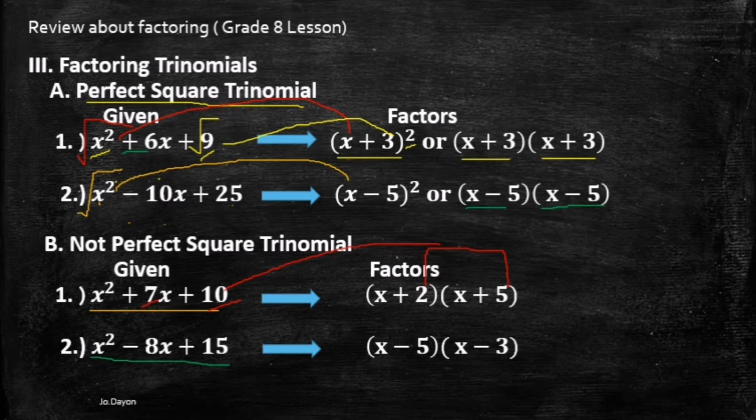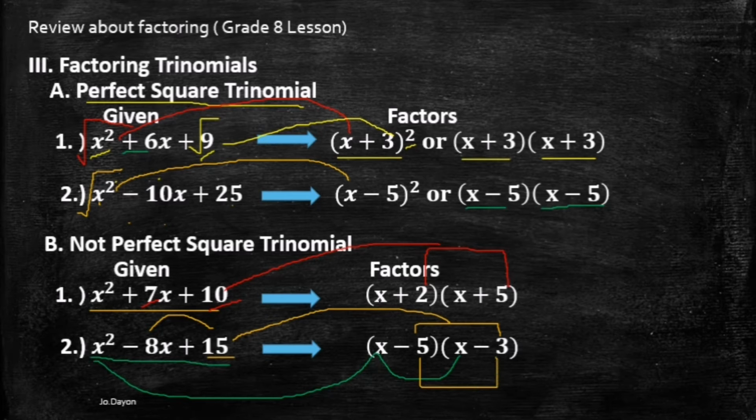Okay, the same process. Get the factors of x squared. We have x times x. Next, we are going to look for the factors of 15 that once we add, the sum must be equal to negative 8. So, negative 5 times negative 3, the answer is positive 15. But once we add negative 5 plus negative 3, the answer is negative 8. Therefore, the factored form for this is quantity of x minus 5 times quantity of x minus 3.